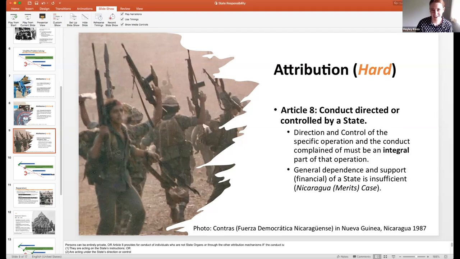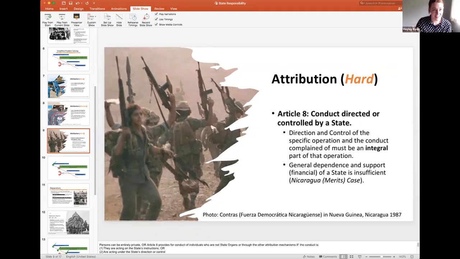Cool. All right. So that is, I think, the hardest one to prove. You need to be talking about instructions, direction and control, those sorts of things. So I think that pretty much covers that. Oh yes, one more point. Article 11 of the draft articles catches conduct which is not attributable under those prior ones if the state consents or acknowledges and adopts the conduct in question as its own.